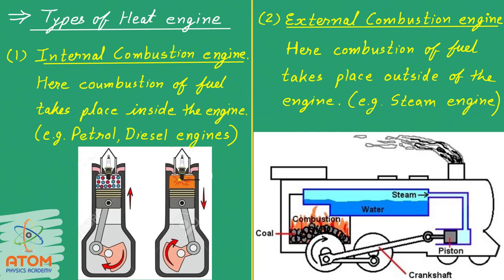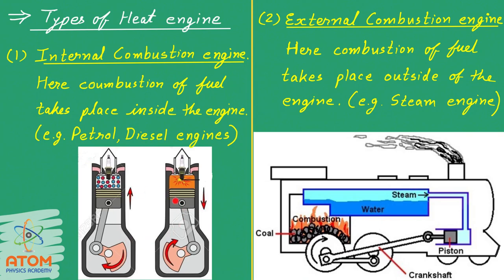Now let us see types of heat engine. See, by the mechanism of conversion of heat to work, two different types of engines are made. The first one is the internal combustion engine. Here in the internal combustion engine, the combustion of fuel takes place inside the engine, like petrol engine, diesel engine, CNG engine, kerosene engine. These are all basically internal combustion engines because here the combustion is taking place inside the engine.